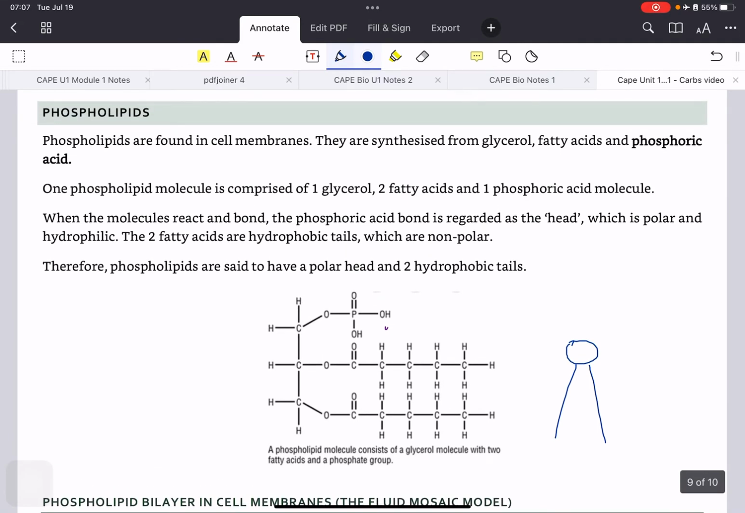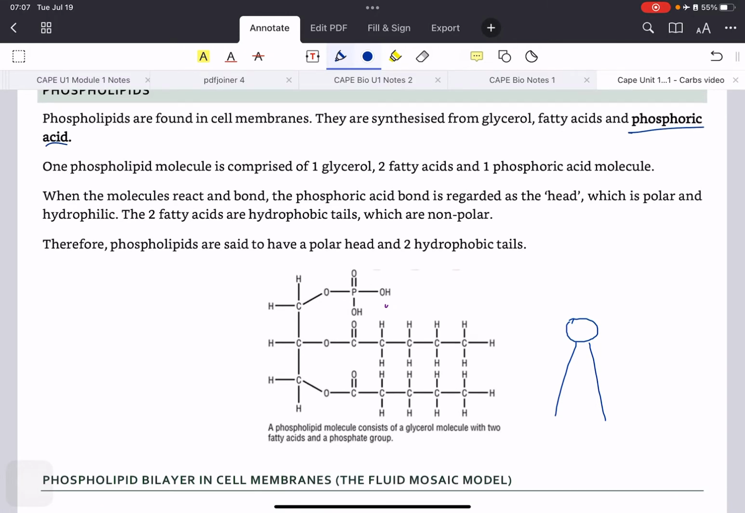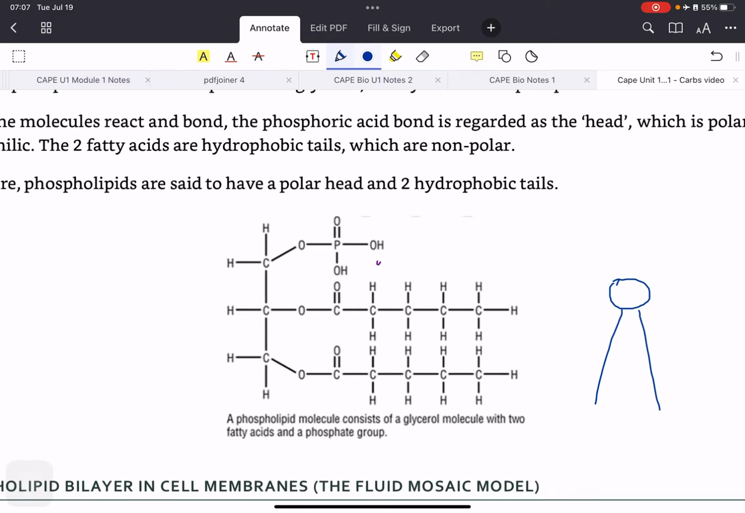Now let's take a look at phospholipids. Phospholipids are like a branch of lipids that are found in cell membranes. They are synthesized from the same glycerol and fatty acids, but one different thing, phosphoric acid. A phospholipid molecule has one glycerol, but this time it has 2 fatty acids, and the thing that's taking the place of the 3rd fatty acid is the phosphoric acid molecule. So this is a diagram of how it looks.